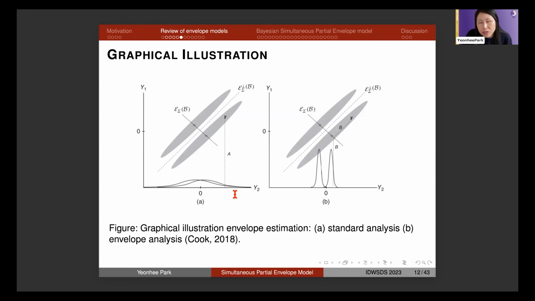So in the left panel, using the standard model, we just project our data onto Y space. In the right panel, using the envelope model, we project the data Y onto the envelope space to remove the immaterial part, and then project it onto the Y space. So again, when we see the standard model, the projection distributions are overlapped, so it requires more samples to detect the difference of the population means. However, when we use the envelope model in the right panel, the projection distributions are well separated, so the estimation will be more efficient.